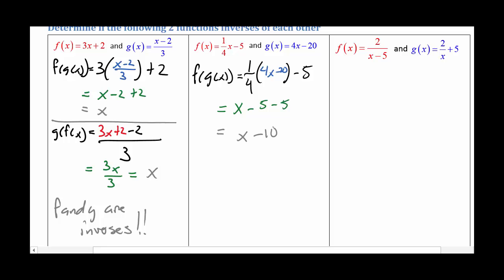Ooh, any way for that to cancel out? Nope. Okay, so let's take a second. What does that actually mean? That means that f and g at this point are not inverses, so it doesn't even make sense to try switching the other direction. Nope, because they both have to simplify down to x. So f and g are not inverses.